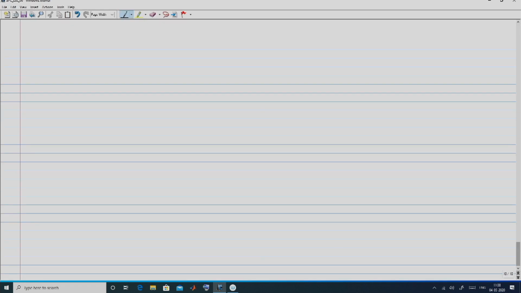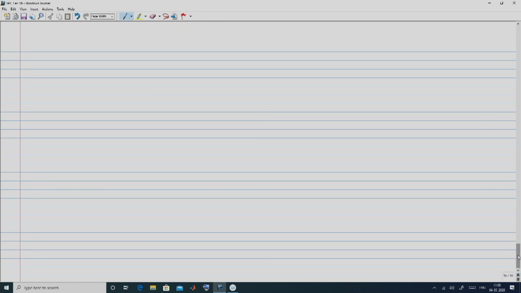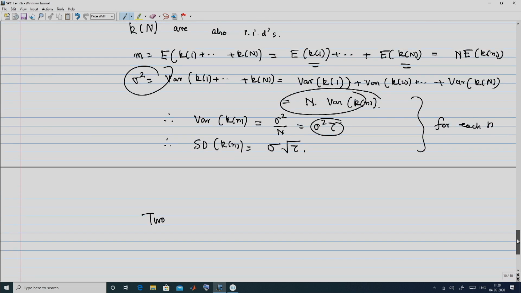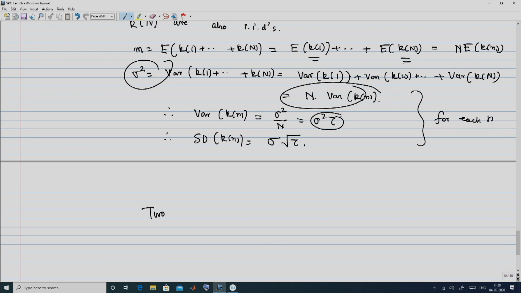Okay. Now, here we will essentially look at a slightly simplifying assumption. So, we have seen that the expected value of kn is m over n, which is equal to m tau. Here I just forgot to add this earlier.